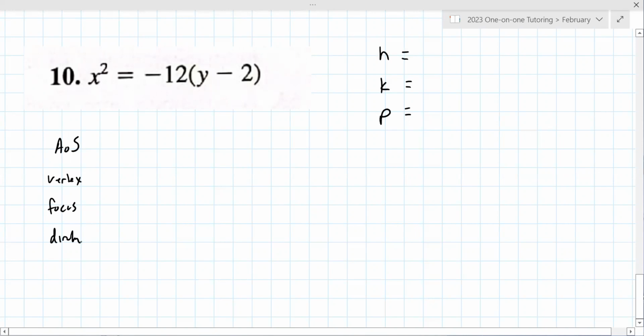It's really not that different than what we've been doing, but probably worth you working on out here at this point. Yes, sir. So H is 0. Good, K is 2. Good. P is -3. That's right.